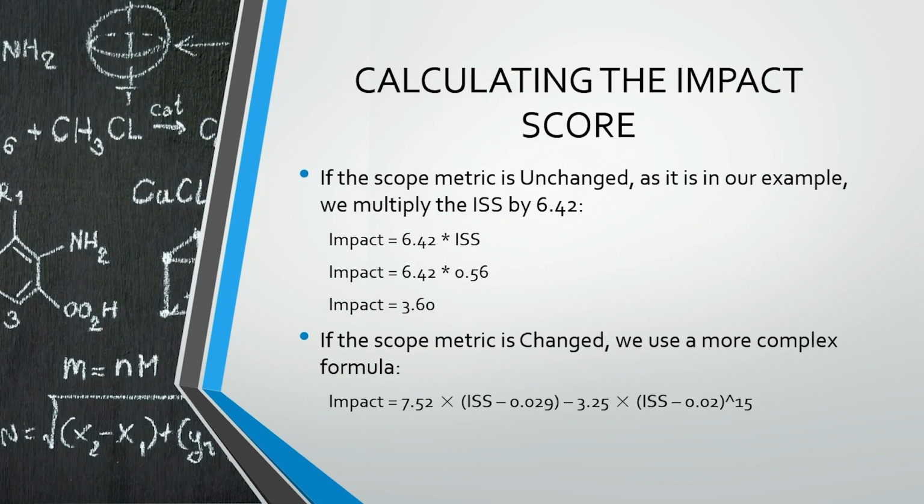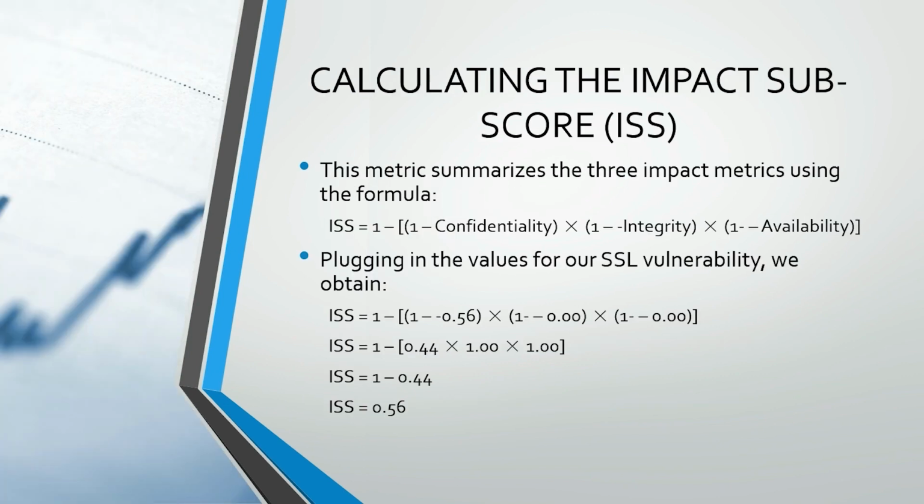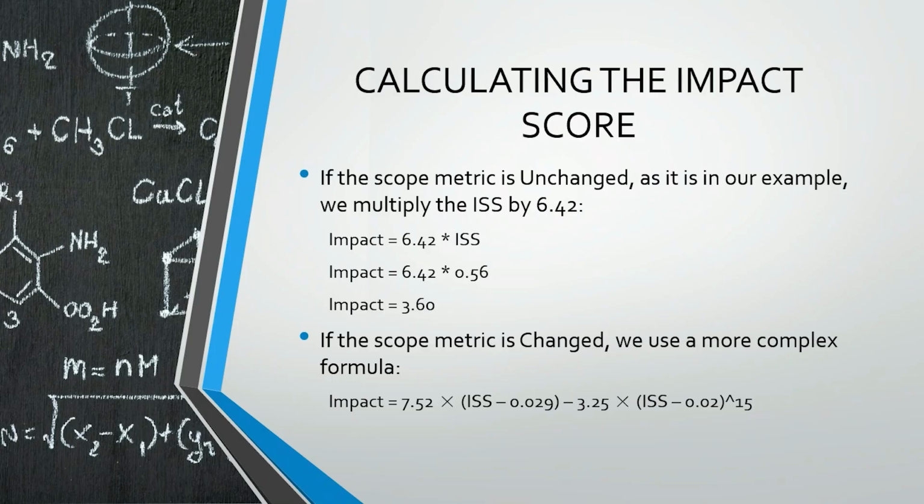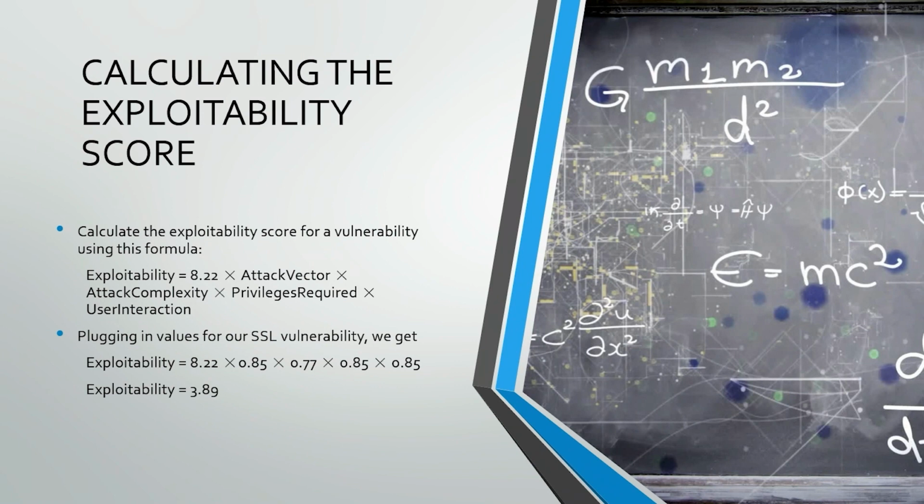The next thing you do is you calculate the impact score. Okay. So if the scope metric is unchanged, we multiply this by 6.42. So if we look back here on this one, the scope is unchanged. If the scope is changed, then we plug in a bigger formula. Okay. Then we calculate the exploitability score. Same simple thing. All we're doing is we're plugging in values, and we're multiplying them by these different types of constants in here. And then we come up with an exploitability of 3.89.